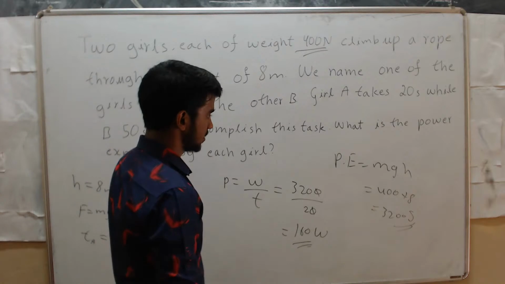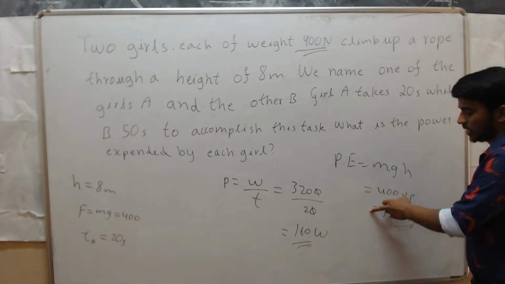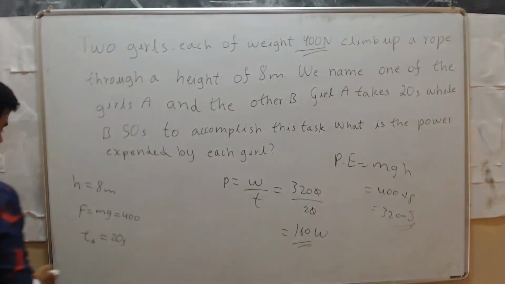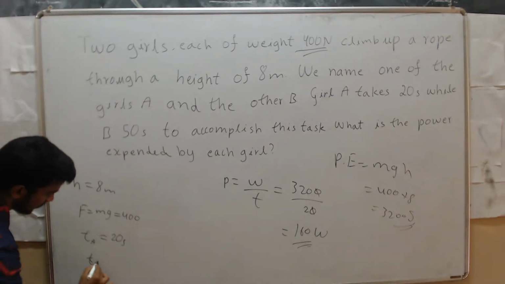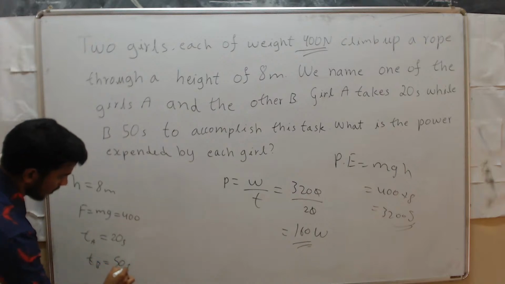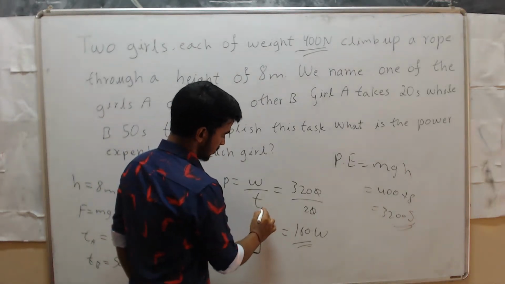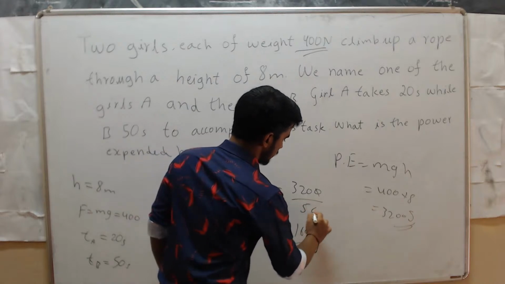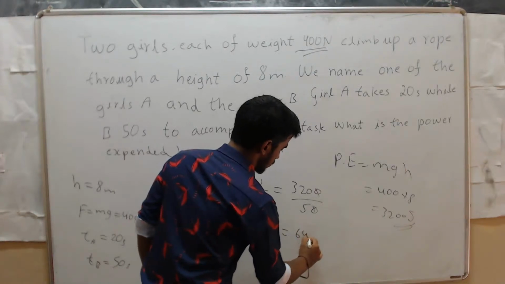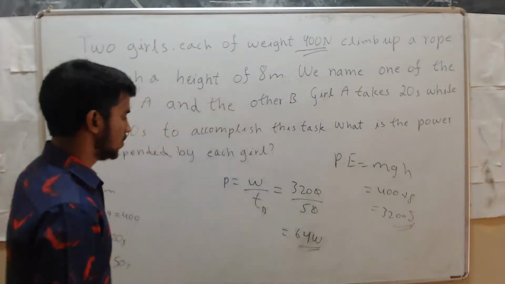Next, girl B. Both weigh 400 Newton, right? So the potential energy of girl B is also 3200 joules. But the time taken is different. That is TB, time taken is 50 seconds. First TA, then TB. 3200 divided by 50, cancel the zeros, and the answer is 64 watt.